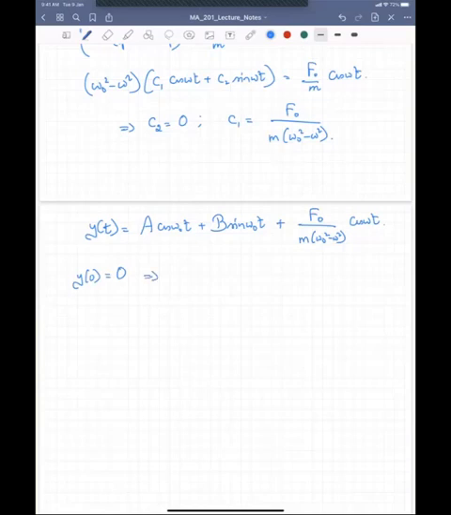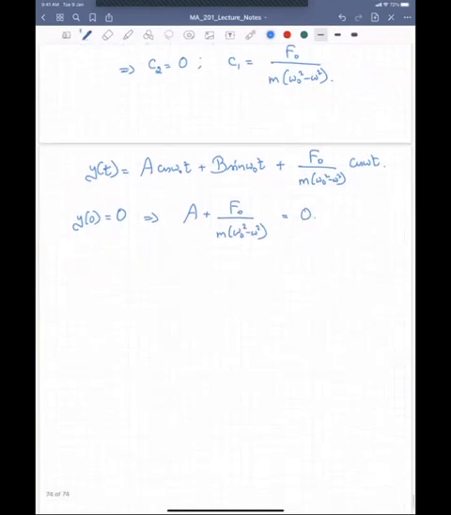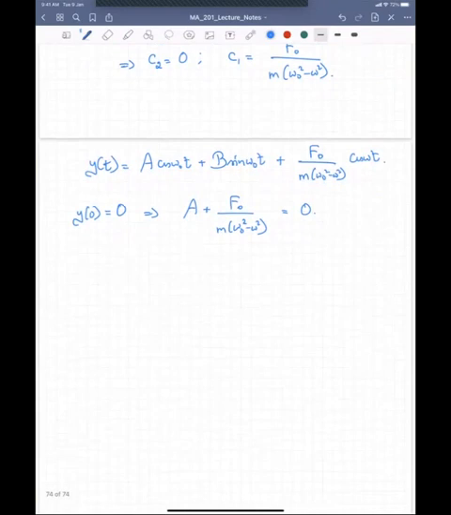This would tell me, well, the sine part would vanish because sine 0 is already 0. So I will have a plus f0 over m times omega 0 square minus omega square would be equal to 0. Okay. Of course, if I had a non-zero position, I will have a non-zero right-hand side, but I'm starting with 0 position. So this fixes one of my constants, minus f0 over m. The other constant, of course, is fixed by the other initial value conditions.